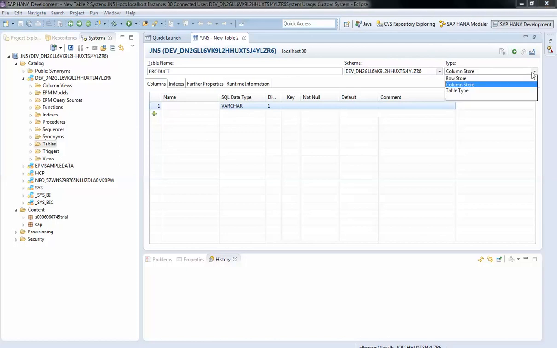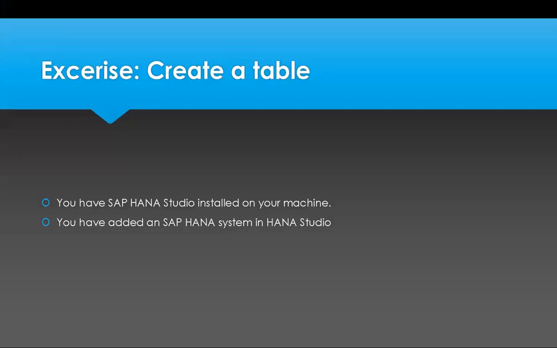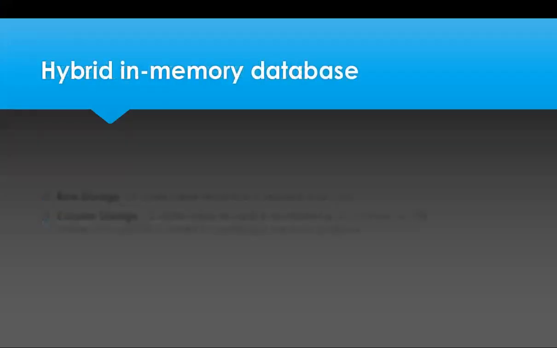Whether it's a column store type, a row type, or whether you're creating just a table type. So right now I would take this opportunity to give you an overview about row and column store. The SAP HANA database is a hybrid in-memory database that combines row-based, column-based, and object-based database technology.